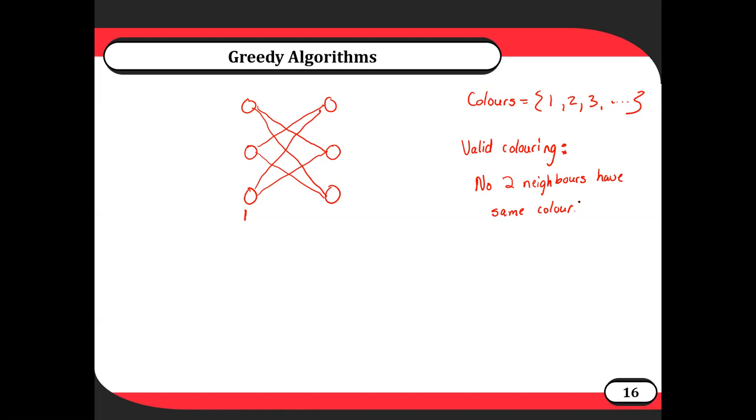What's the chromatic number of this graph, by the way? Does anybody know? Chromatic number is, of course, the smallest valid coloring, or the valid coloring with the least number of colors. Two, yeah, because it's a bipartite graph, right? So the least number of colors.